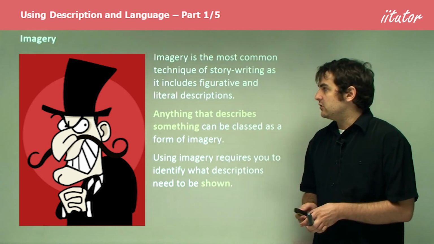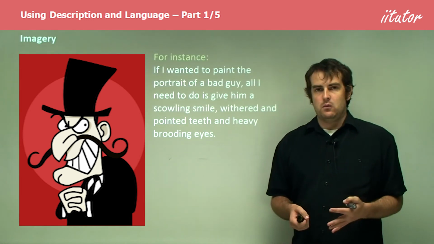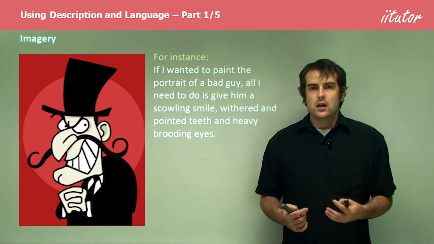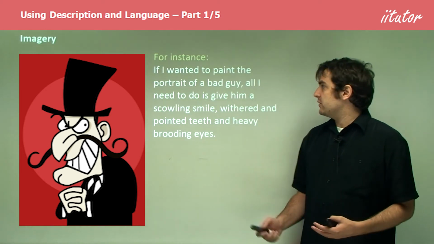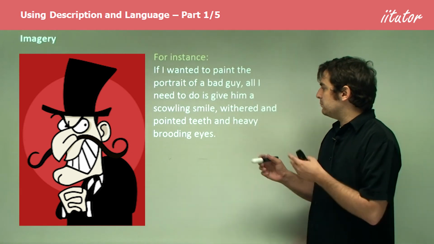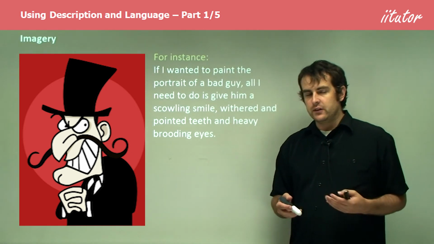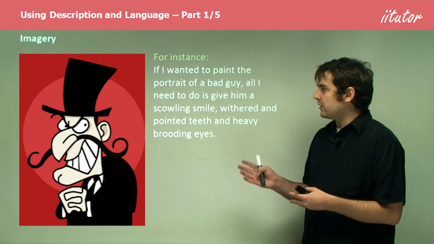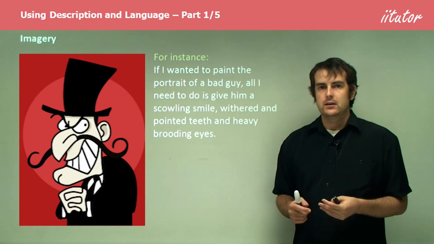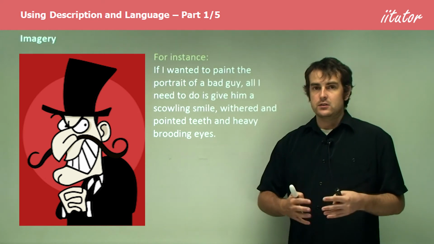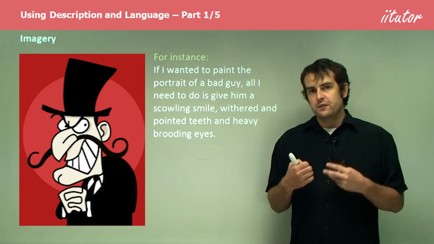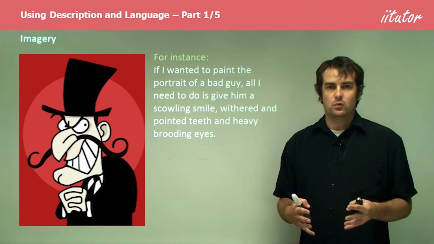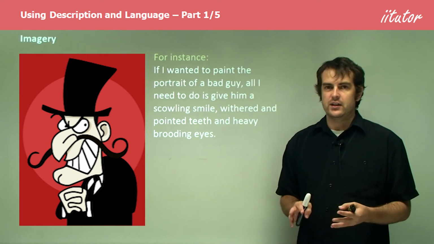For instance, if we're looking at it in terms of a bad guy, we need to paint him that way. So we focus on giving him the descriptions that point to him being a bad guy and nothing about him being good. For instance, if I gave him a scowling smile, withered and pointed teeth and heavy brooding eyes, those sorts of things which are quite symbolic of an evil character, what I'm doing is not only describing him in a particular way, but I'm describing it in a way that says, hey readers, hey audience, this guy's evil. It's doing it for a purpose. It's not just describing him to say what he looks like, it's describing him to say he's evil as well, and that we shouldn't trust him, that we should dislike him, all those different things.